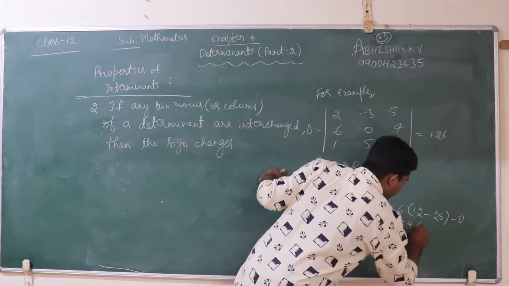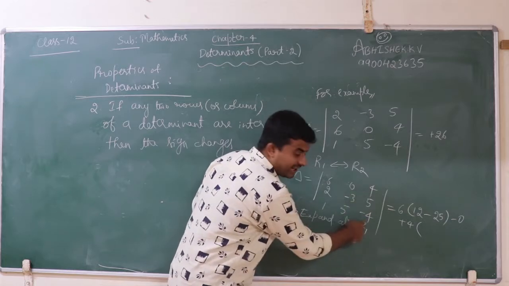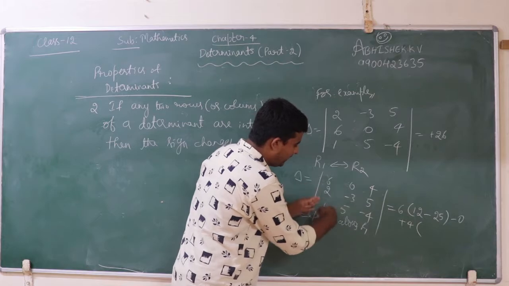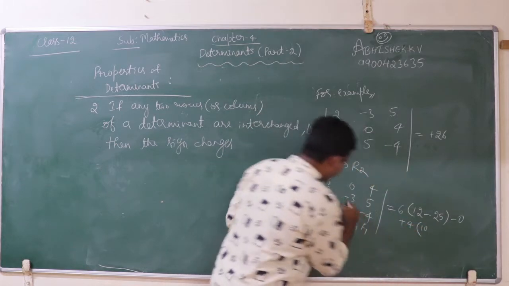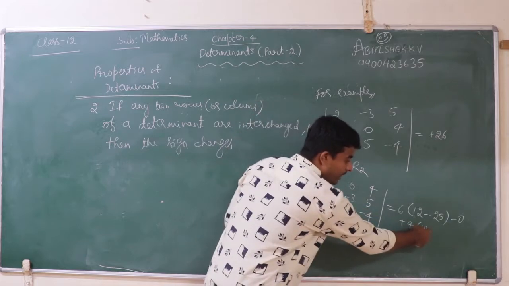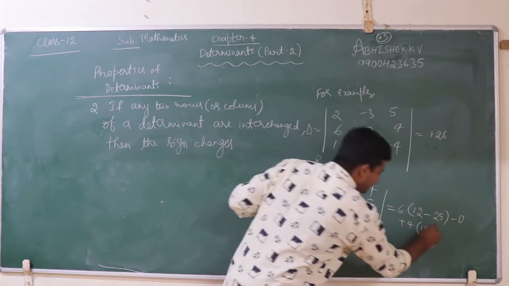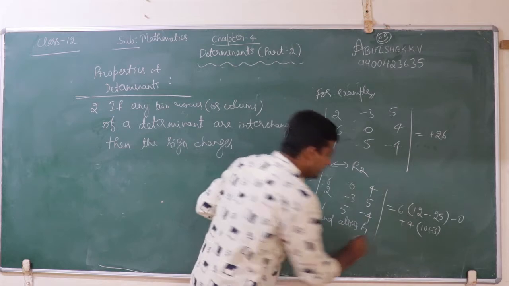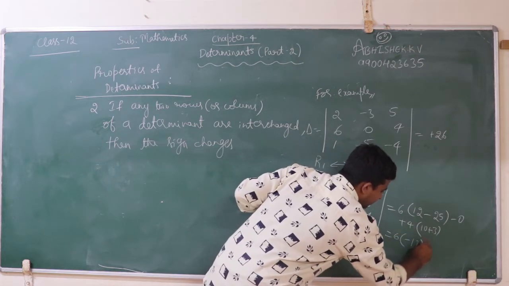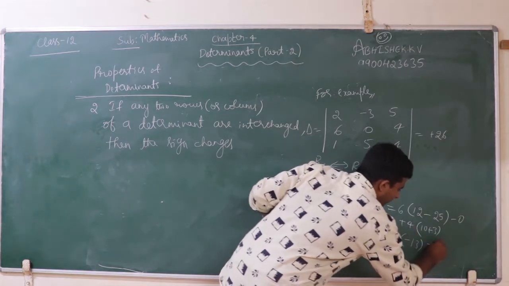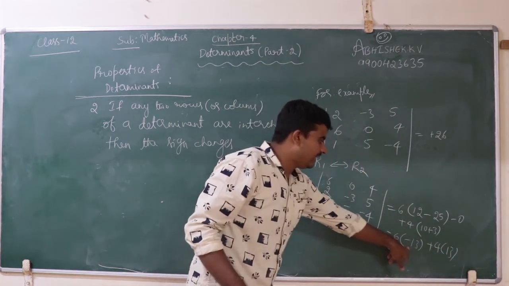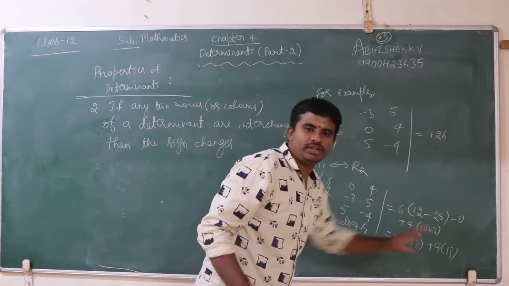That is plus 4 into, deleting the corresponding column and corresponding row, we are remaining with 2, minus 3, 1, 5. 2 5s are 10. Minus 3 into 1, minus 3. Here minus into minus 3 is plus 3. This is equal to what? See, 6 into minus 13 plus 4 into plus 13. 6 into minus 13 plus 4 into 13.